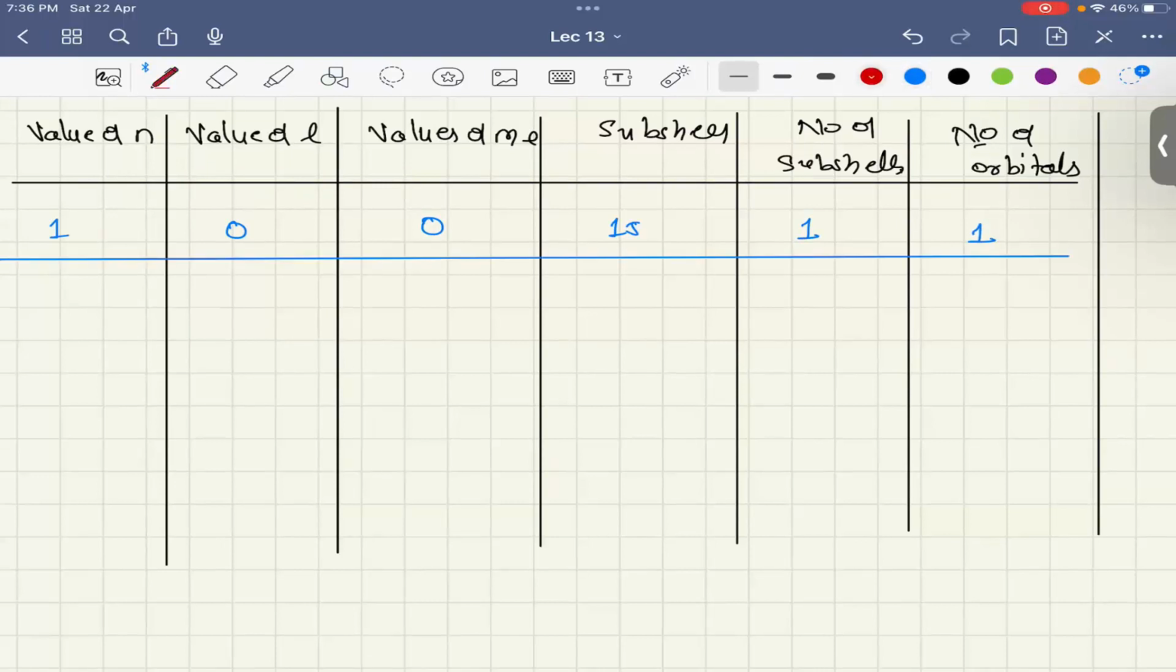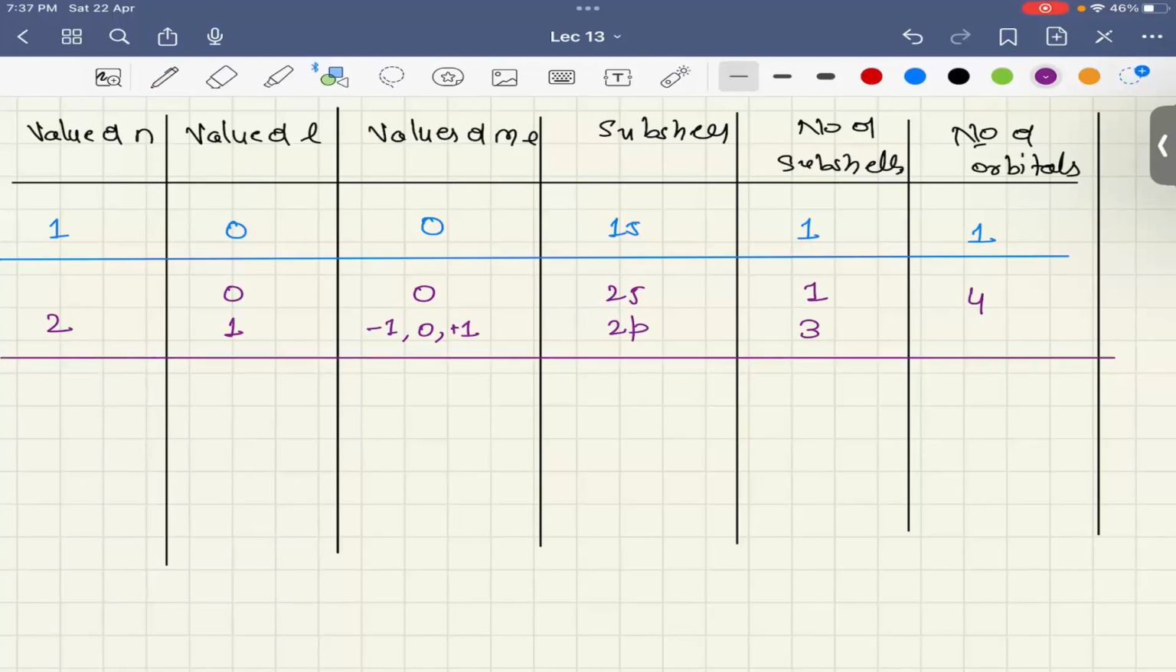Then we'll move on to the next, which is 2. So for 2 we have l value of 0 and 1. This is 0. This is minus 1, 0, plus 1. Subshells will be 2s and 2p. This is 1, this is 3, and in totality it will be 4, right? This is how we'll continue.